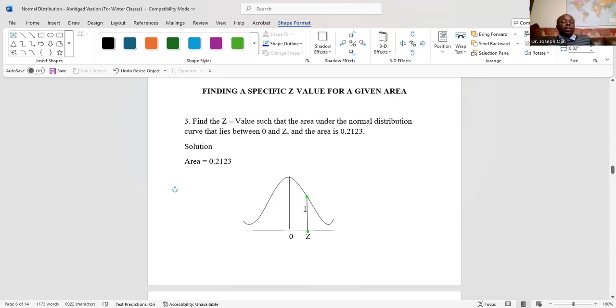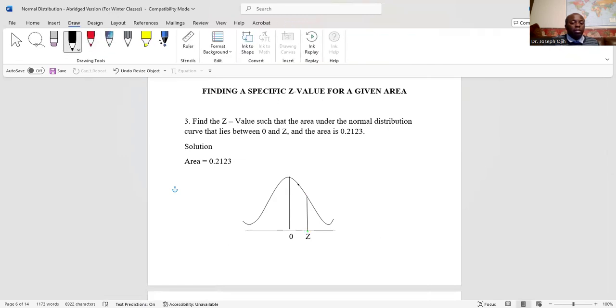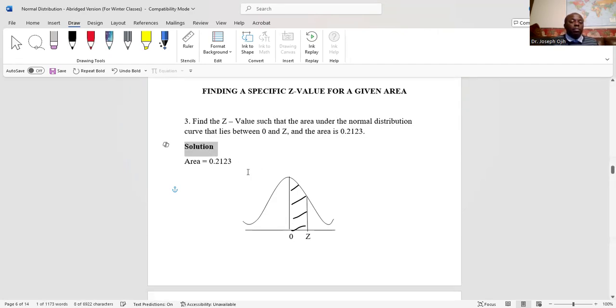Now, it says the z value is between 0 and z. So between 0 and z is right here, and we're going to shade it between 0 and z. Now it can be on the left side or on the right side, since they didn't tell us the direction.